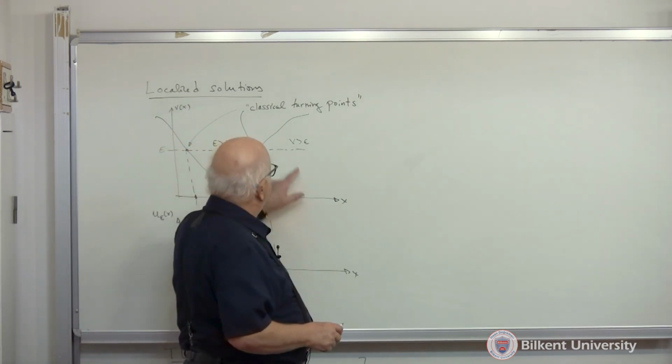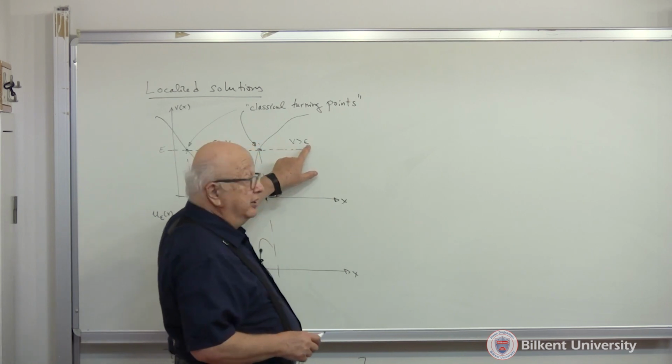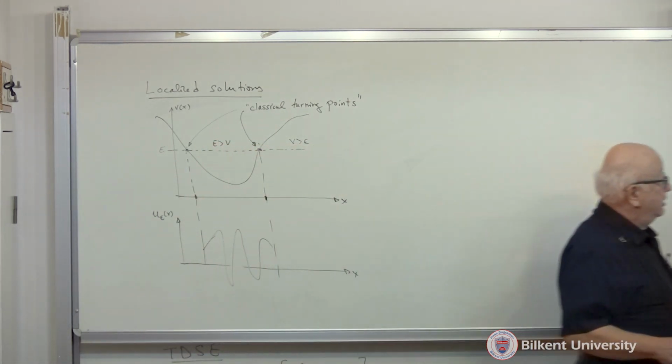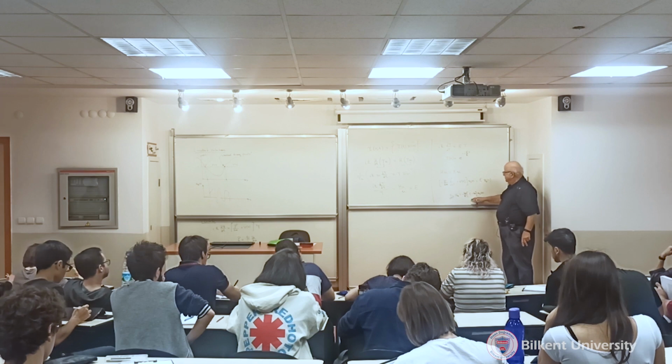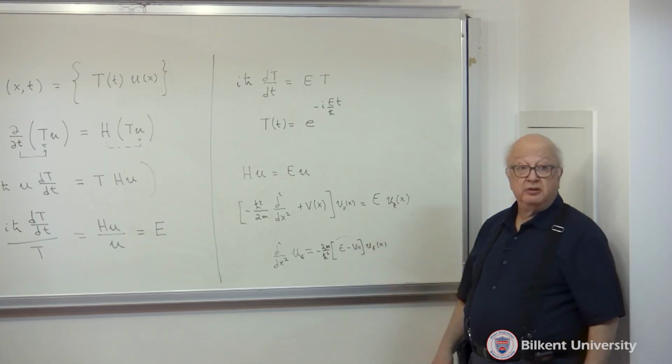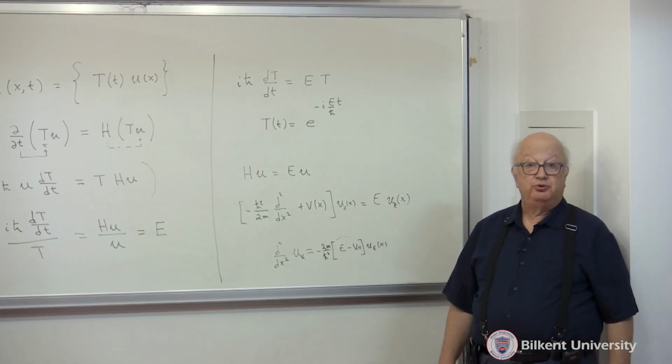What type of solutions will I get if V is larger than E? Okay, so if V is larger than E, then this bracket is negative. So second derivative of U becomes something positive times U. What type of solutions do I get then?